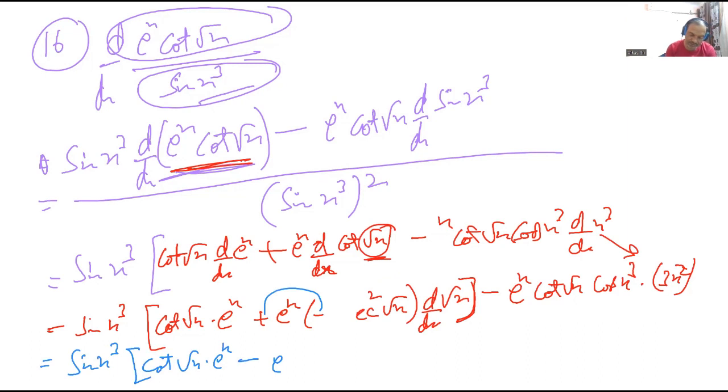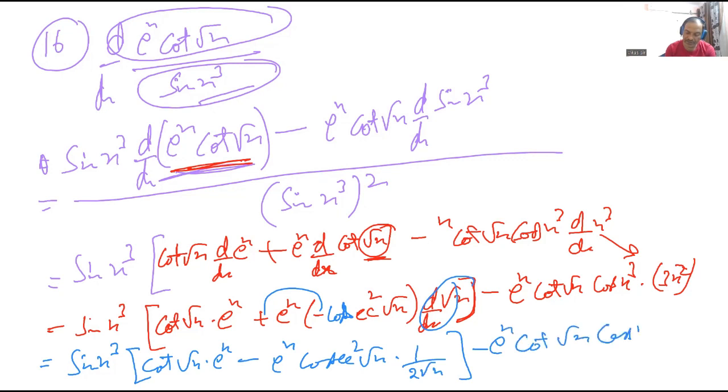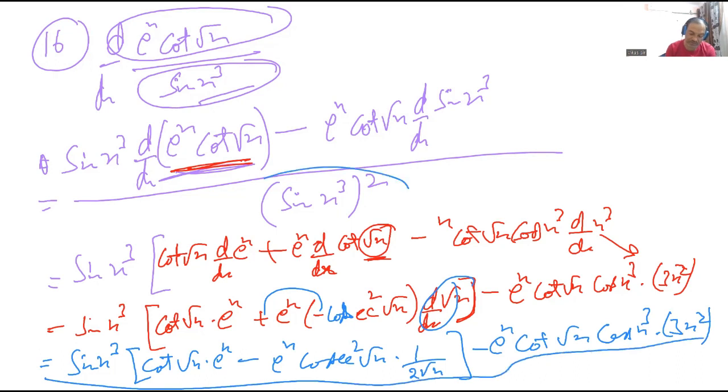Okay, now here this is cosec. Okay, this is cosec root x. Now here this will give you minus e raised to power x cosec the square root x. And on differentiating this under root x, we know it will give you 1 over 2 root x. Now minus e raised to power x cot root x cos x cube, this is 3x square, and whole over you are having the same thing, which is sine square x cubed. Okay, this is the part which we are having.